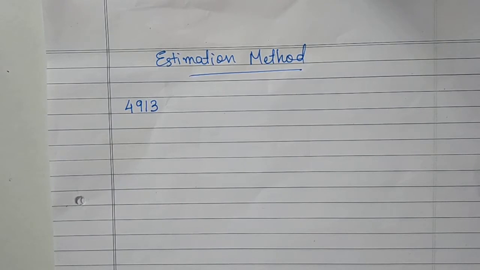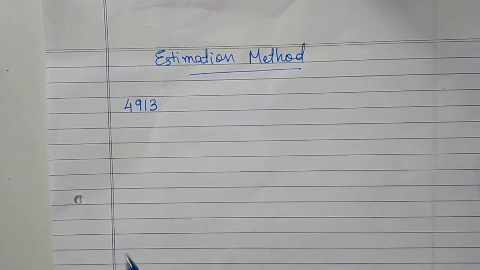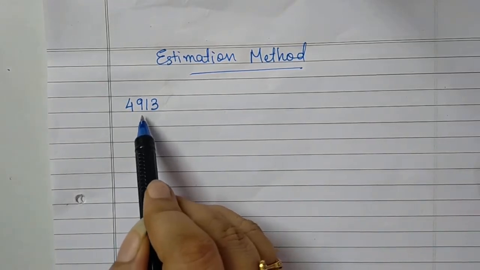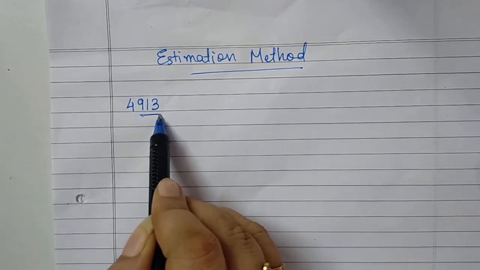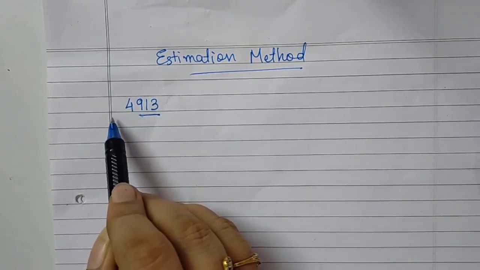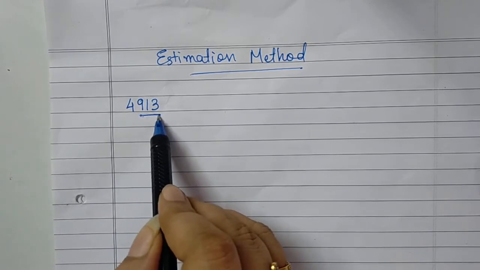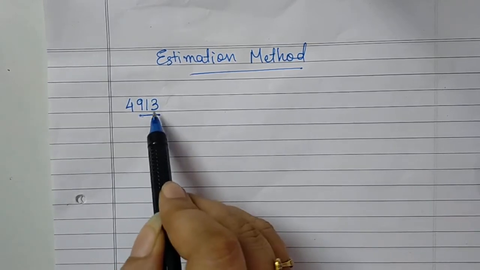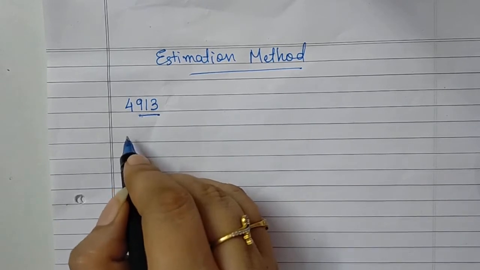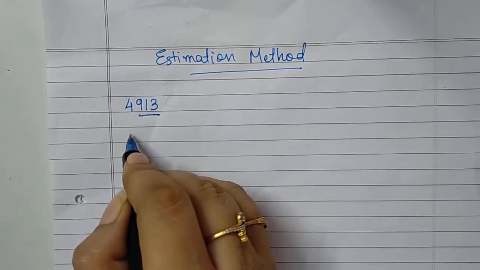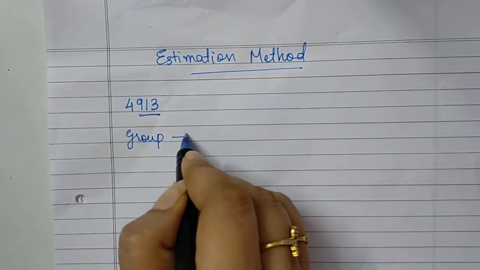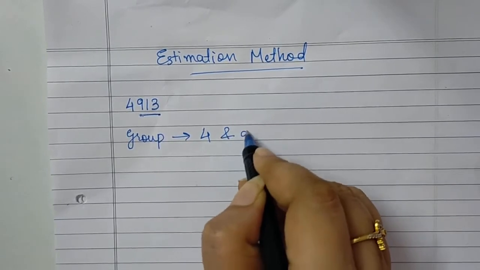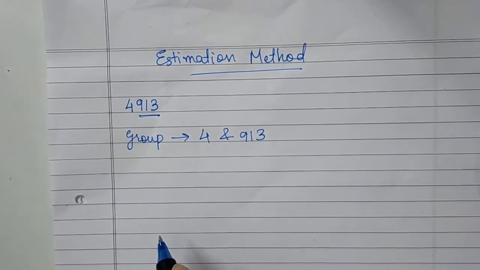Here we are going to make groups of this number. We are going to divide 4913 into 2 groups. How will you divide it? You are supposed to take the last 3 digits together. Whatever digits come before, the last 3 digits should be taken together. Now the last digit is 3, right? So how will we make groups? Groups will be 4 and 913. This is how we have made the groups.